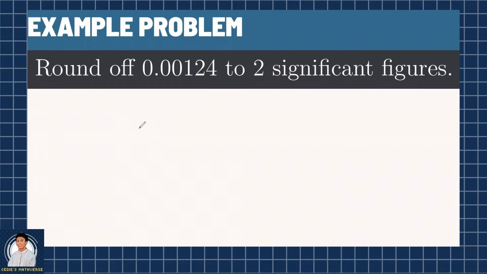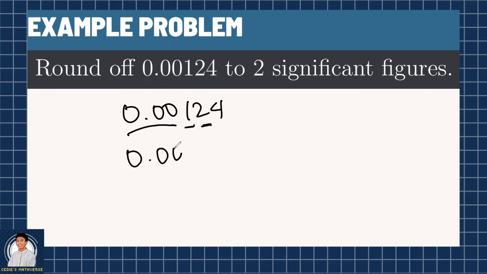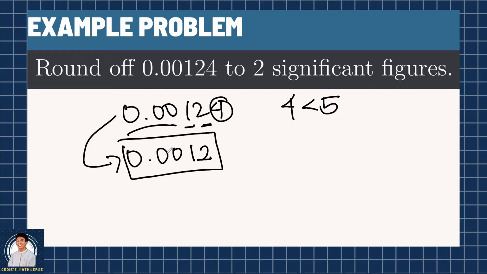Alright, another problem. Round 0.00124 to 2 significant figures. So we have these 3 zeros being non-significant. So we begin counting from here. 1, 2. And we now have the 2 significant figures that we need. 0.001. Okay, since 4 is less than 5, we will retain the value of 2. So rounding off, this gives us 0.0012 as our answer.